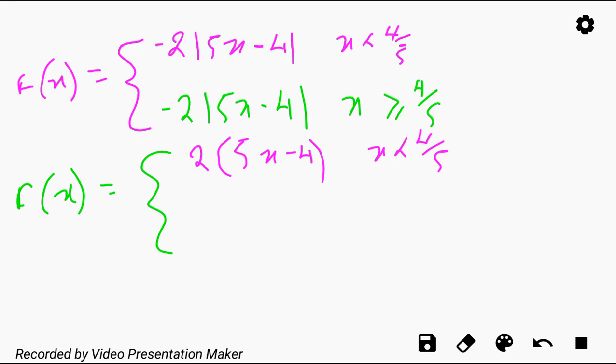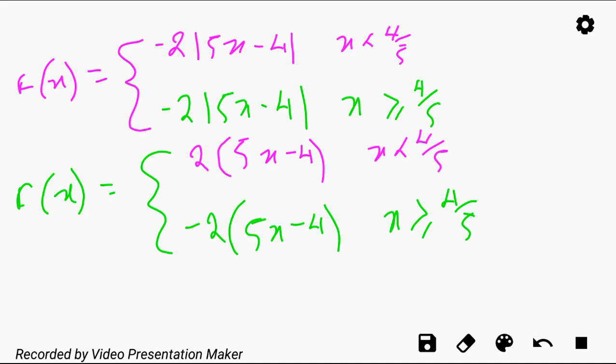And then for my other interval, if I replace something greater than 4 over 5, let's say I replace 1 in this first expression, it's going to give me a positive inside the modulus. If it gives me a positive, I don't do anything, I just write it the way it is. So it's going to be negative 2, and then curly brackets 5x minus 4, like that. And then x is greater than or equal to 4 over 5.